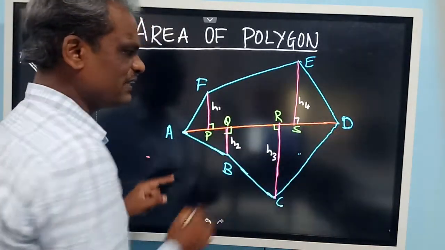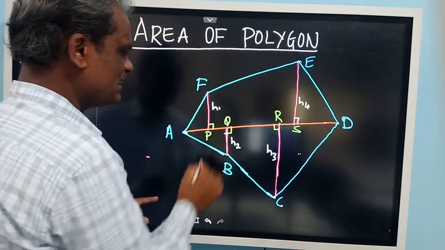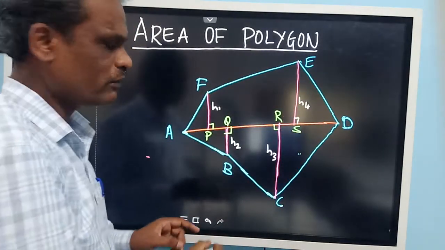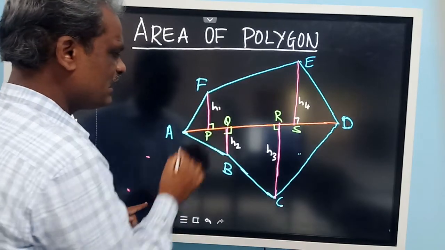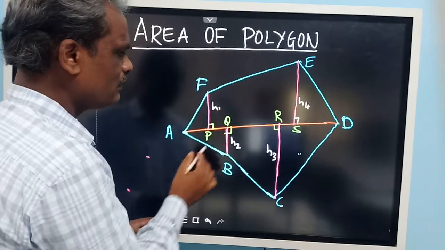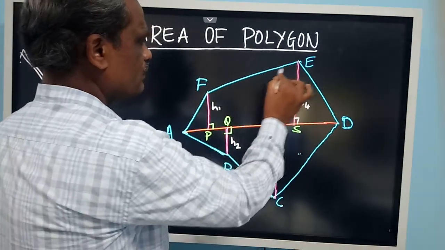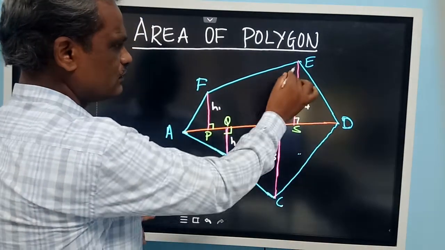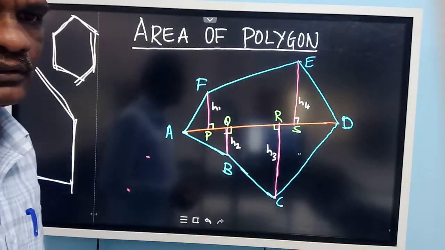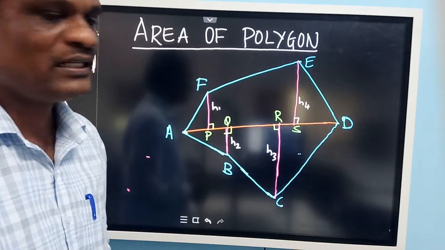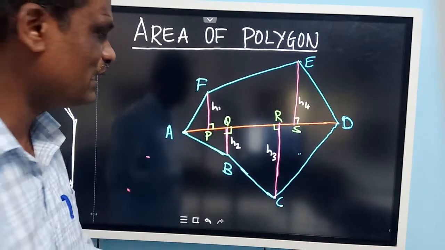First I joined the diagonal AD and the perpendiculars. This is H1, this is H2, this is H3, this is H4. Now this is a triangle. This is another triangle. Can you tell me what is this shape? Quadrilateral. Okay, in a quadrilateral it has got one special property. Remember that.